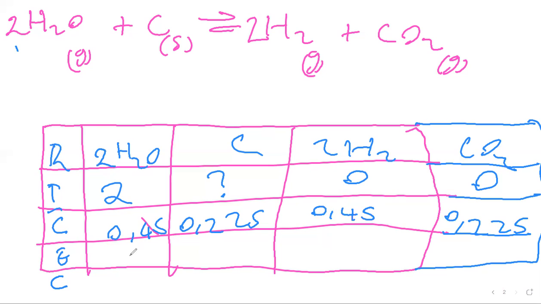Now we want to calculate the equilibrium. E is for equilibrium number of moles. The formula is E equals I plus C. This minus that is 1.55. This one we're not interested in because we don't even know what's there. And then this one, this minus this is equal to minus 0.45.